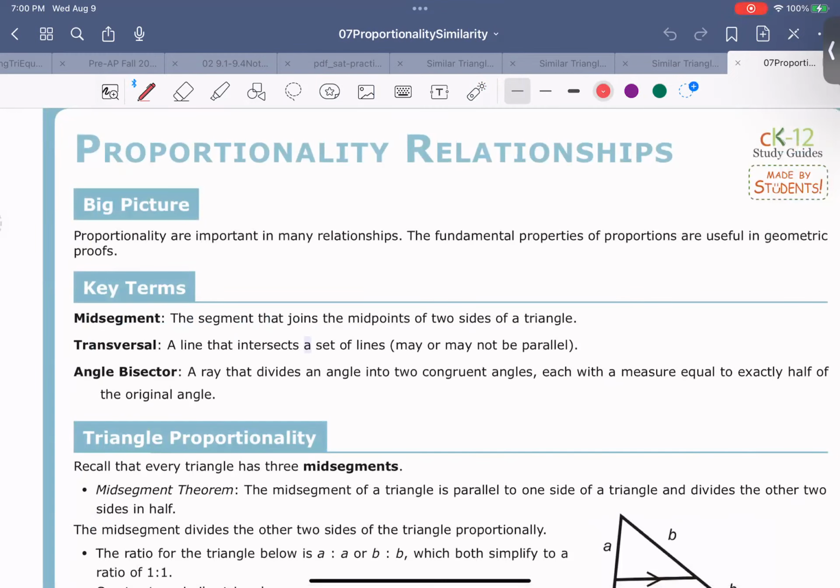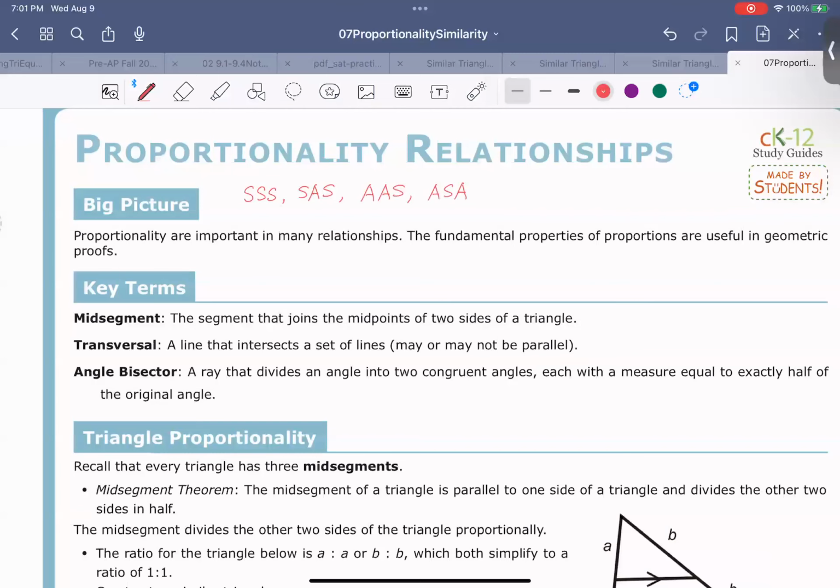We can prove two triangles to be congruent by S, that's called side, side, side. And then we have side, angle, side. And we have angle, angle, side. And the last one is called angle, side, angle. In these four methods, we can prove two triangles to be congruent.